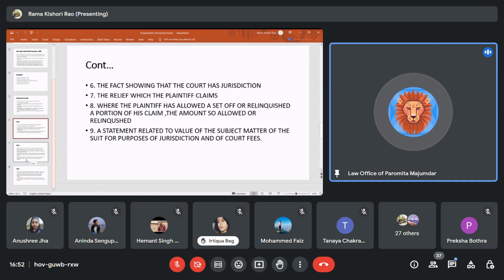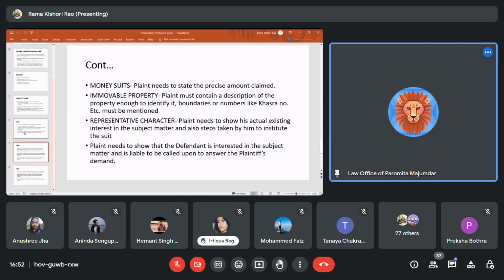So the next is money suits. In a money suit, the plaintiff needs to state the amount claimed, as I have already told you. You need to mention the exact amount which you are claiming. For example, if you claim 2 crore or 3 lakhs, you need to mention that this is the amount which I am claiming.